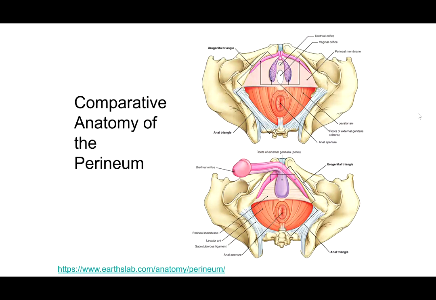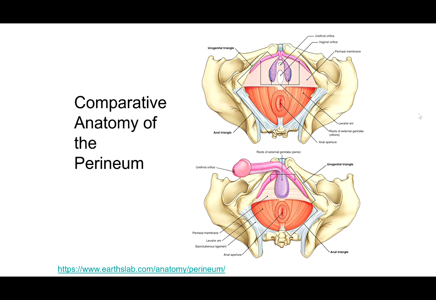So the perineum is the term for that lower pelvic structure. So here you're looking at a male and a female pelvis. You can imagine that these people are actually laying on a table in front of you and their head is away from you, and you're looking between their legs, and so their belly up and their back is down.